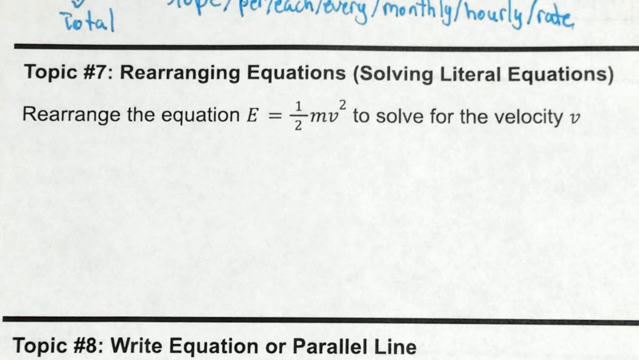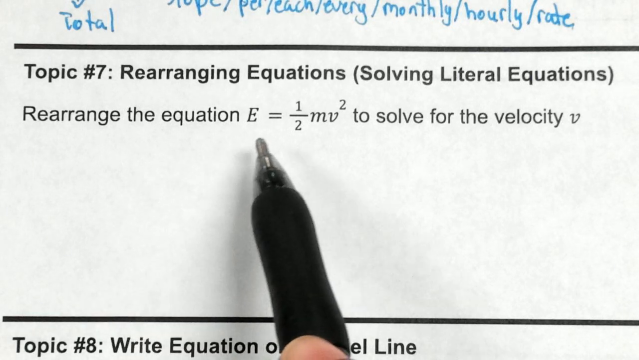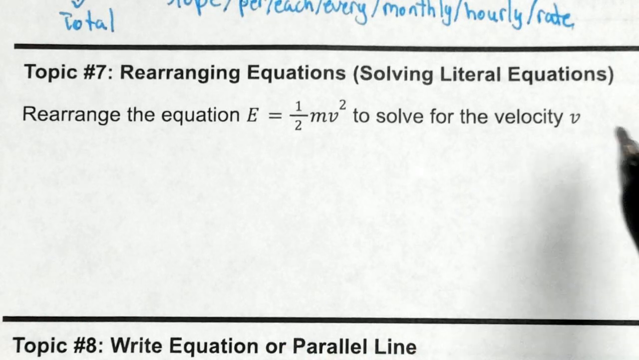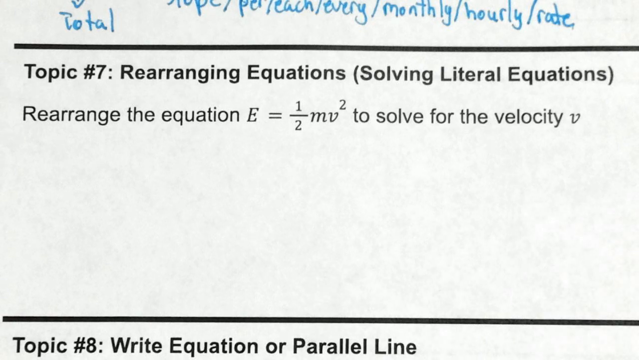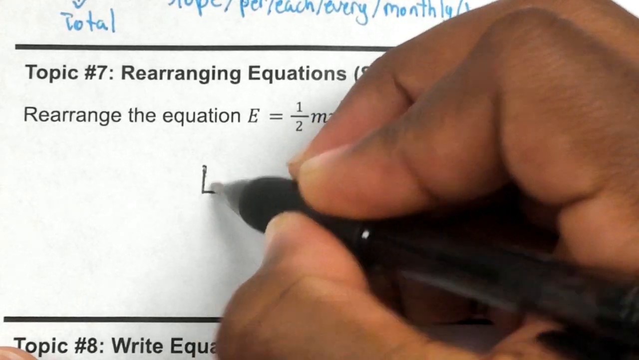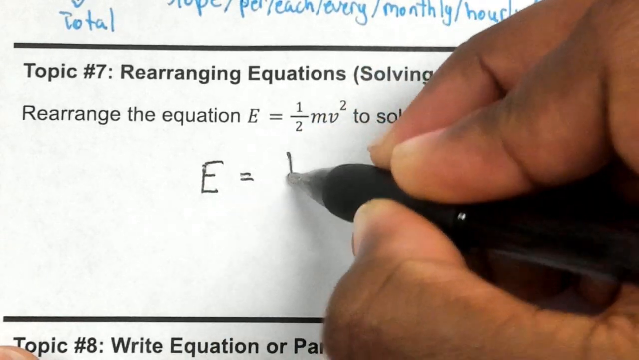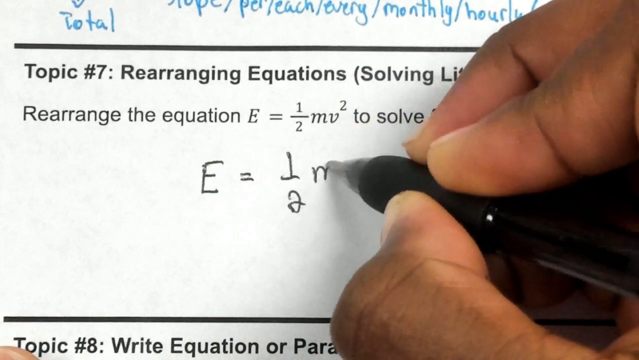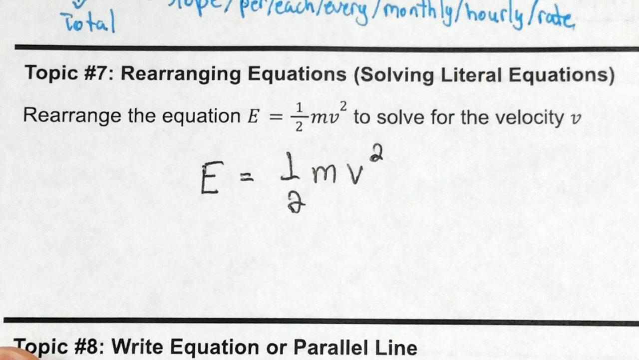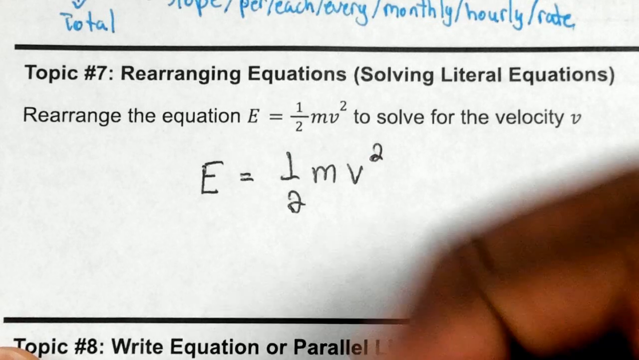Question number 7 wants us to rearrange this equation to solve for the velocity v. So the aim is to get v all by itself. The first thing we want to do, guys, is that we don't like fractions. So we want to always get rid of every fraction anytime we see it. To get rid of a fraction, you would multiply by the denominator.